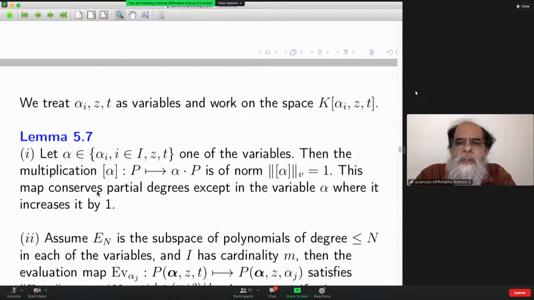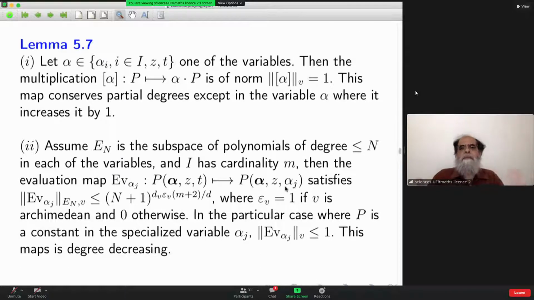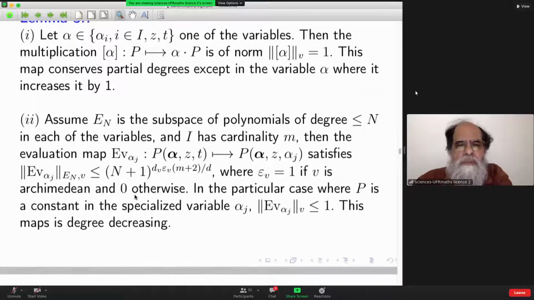Look at it as a normed vector space, taking the sup norm, saying that the norm is the sup of the coefficients. So now the multiplication map is very easy. It's norm 1 because it doesn't change the coefficients. The evaluation map maybe can collapse a bit of coefficients because you have sums in the Archimedean place. It's not going to increase the norm, the size of the coefficients. So the norm is going to be less than what the triangle inequality gives you. And it will keep the degrees.